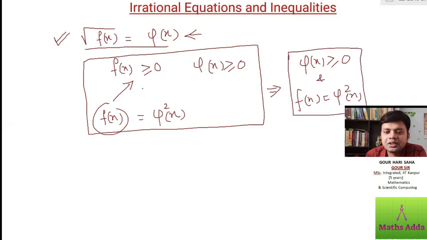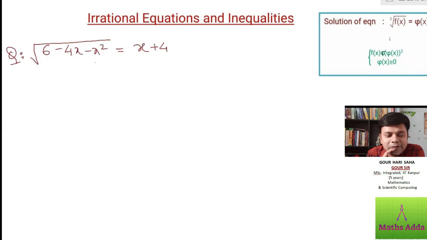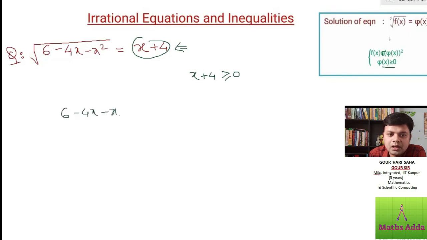Let's take one example, so I want to solve this irrational equation. What is the condition? This side should be positive, that is the conclusion. So psi(x) would be greater than or equal to 0. First thing is x plus 4 should be greater than or equal to 0. And once it is positive, you can square it. So it is 6 minus 4x minus x square is equal to x plus 4 whole square.